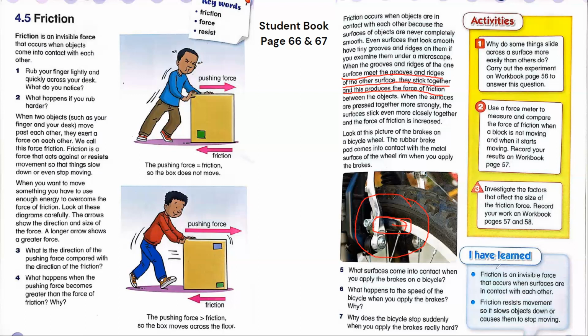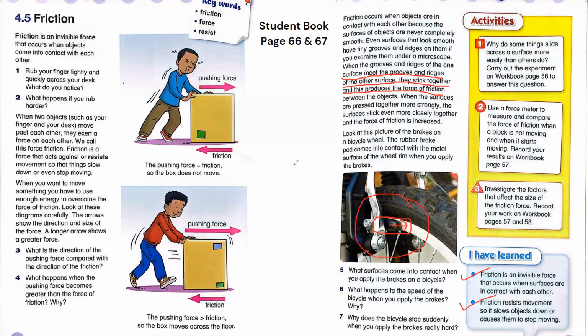Easy. Okay, let's recap. Did we achieve our objective so far? Number one, did we understand that friction is an invisible force that occurs when surfaces are in contact with each other? Did you all understand that? Okay, very good. Number two, did you understand that friction resists movement, so it slows objects down or causes them to stop moving? Did you understand that?